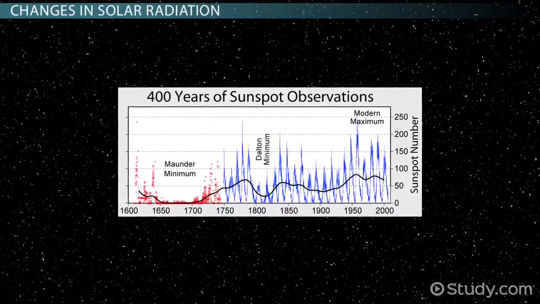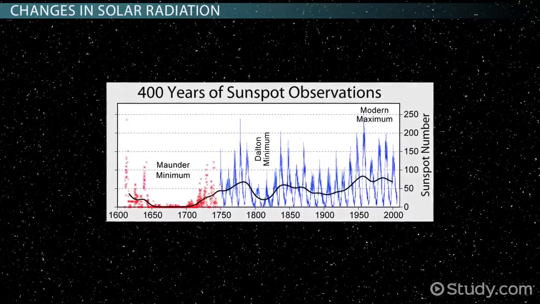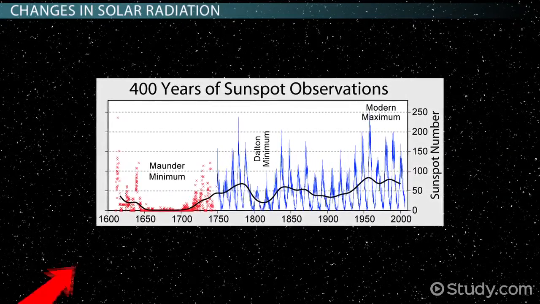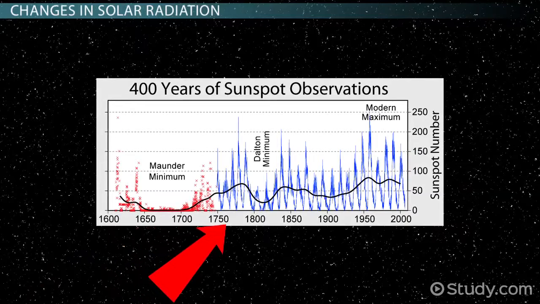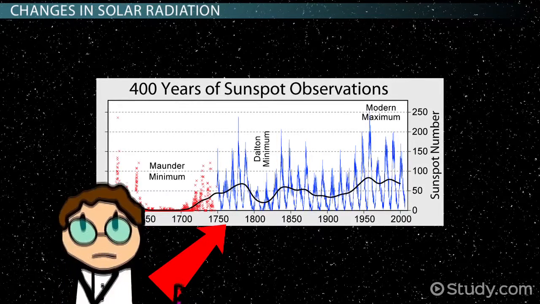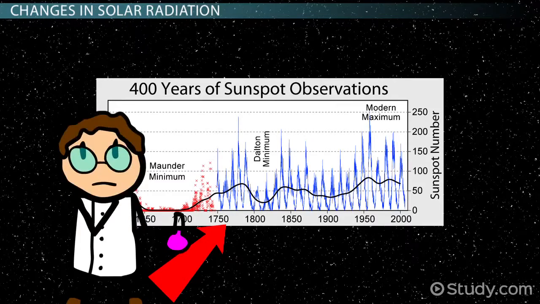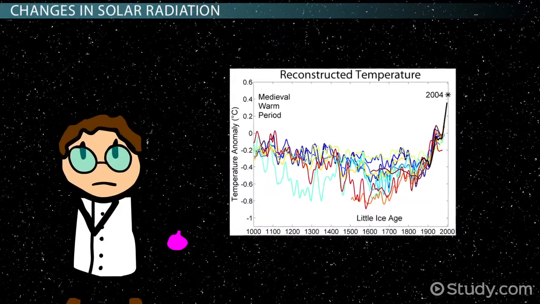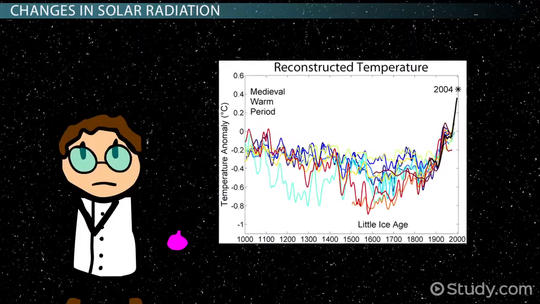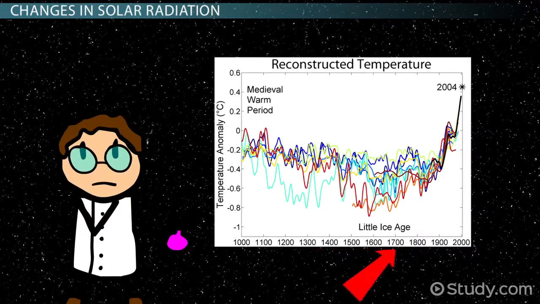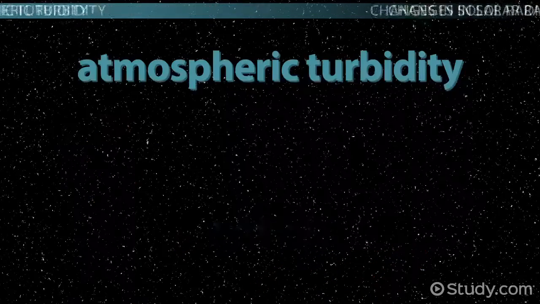As an example, the Maunder minimum was a period from about 1645 to 1715 where very few sunspots were seen. Scientists theorize that this lack of sunspot activity is linked to the coldest period of the Little Ice Age, which lasted from around 1300 to 1870.